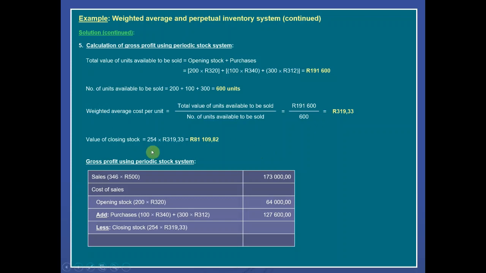But we had the closing stock of 254 times the 319.33, which we have to subtract, because remember it's on the credit side of our trading account. So we subtract the 81,109, and so 64,000 plus 127,600 minus the 81,109.82 will give the cost of sales, which we now have to subtract from sales to result in a gross profit of 62,509 Rand 82 cents.